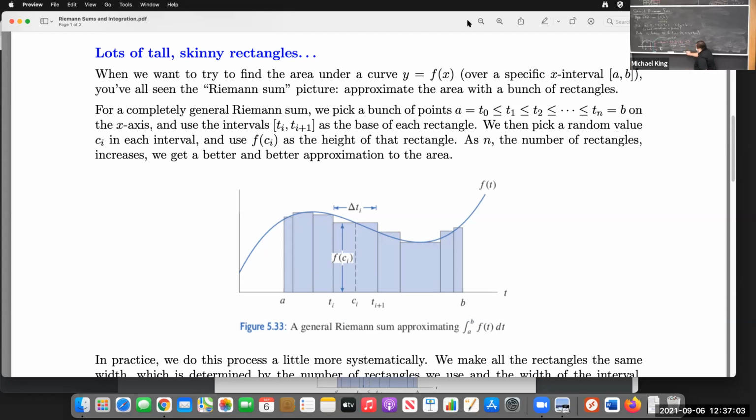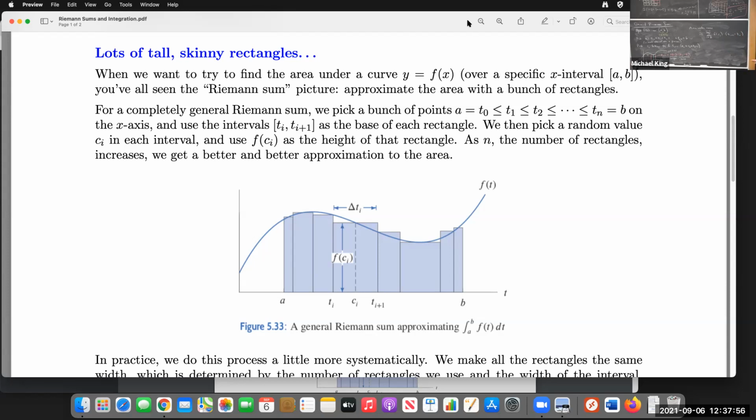And so the area under the curve is approximately the sum, I think I'm going to say from 0. I think the first point would be called C sub 0 because it would be between T sub 0 and T sub 1. So the sum, let's say 0 to n minus 1 of f of C sub I times T sub I plus 1 minus T sub I. So that's like adding up all the rectangles.